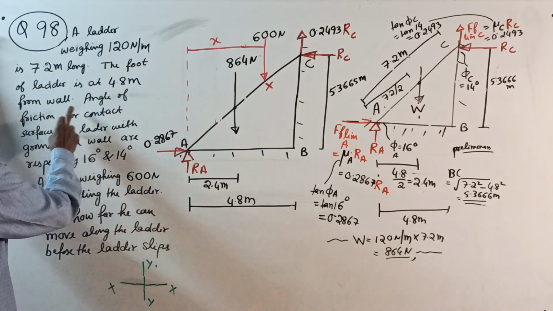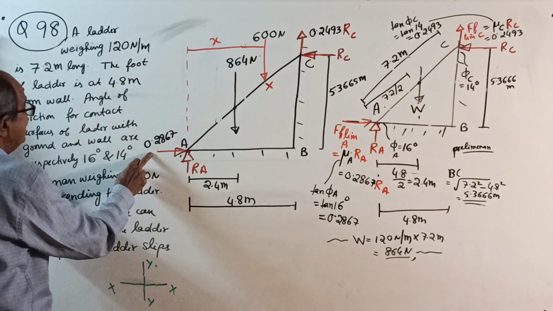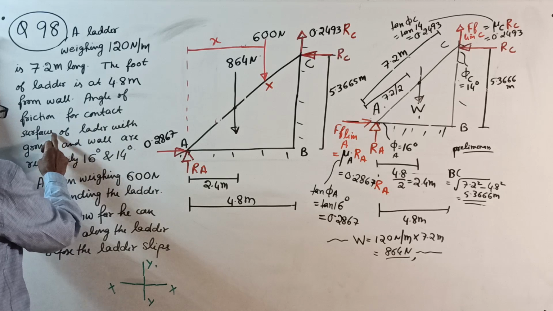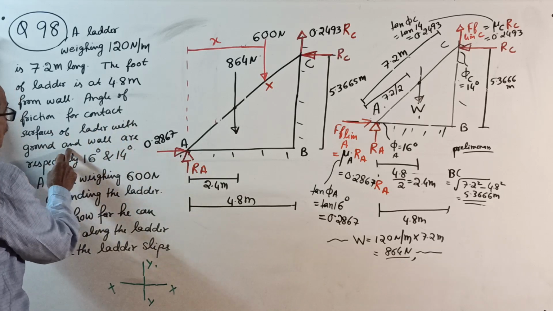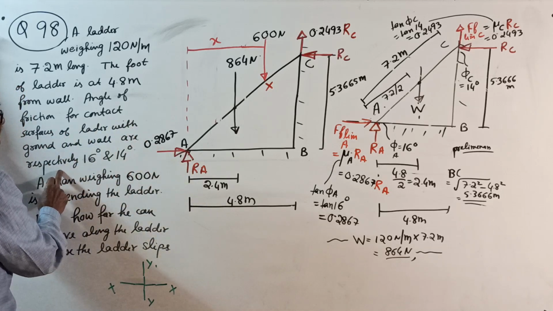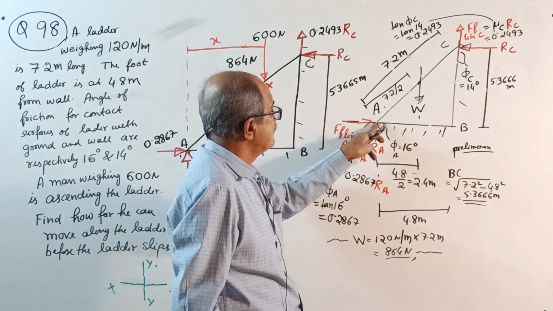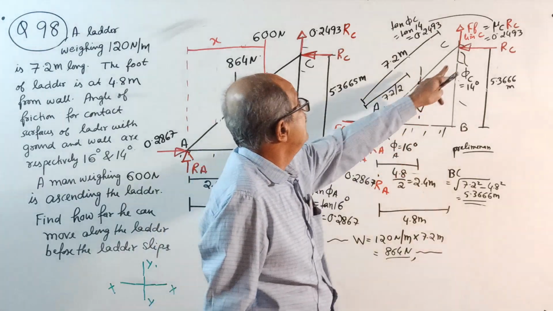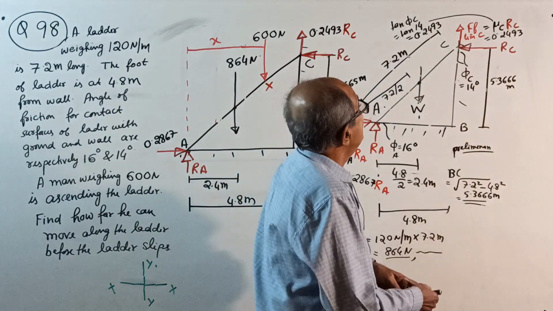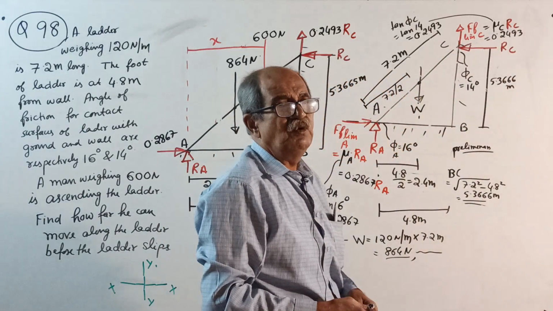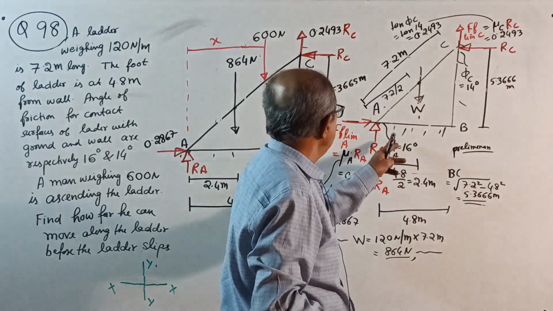See, they told angle of friction, that is phi. I told you 1000 times. Angle of friction for contact surfaces of the ladder with the ground and wall are respectively 16 degree, 14 degree. See, this contact surface is 16 degrees. That contact surface phi is how much? 14 degrees. Once in a while, I will give phi. Okay, leave it now. Remember. So roughly make a note.